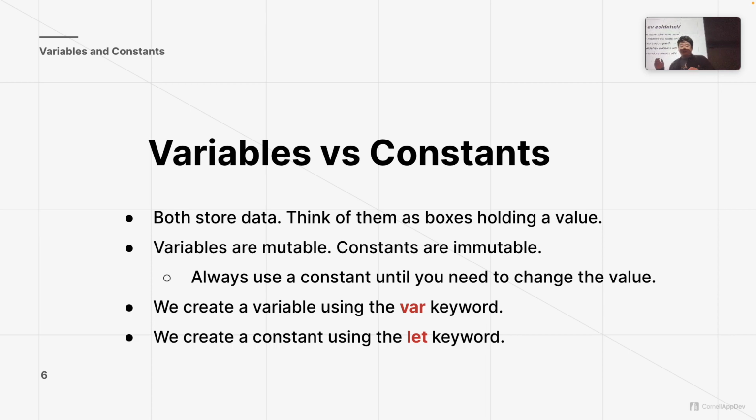And yeah, so you can always use a constant until you need to change the value. Whereas with a variable, you can continue to change the value regardless of what you define it as first. Constant will always stay constant. To define a variable, we use the var keyword, and to define a constant, we use the let keyword. So that's just a quick recap of variables and constants.